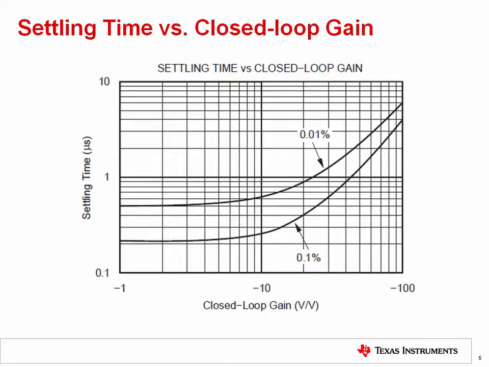This is because the op-amp's loop gain decreases as closed loop gain increases. Remember, loop gain, or the difference between open loop gain and closed loop gain, is what's used by the op-amp to correct for errors. Having less loop gain makes it more difficult for the op-amp to correct and settle quickly.